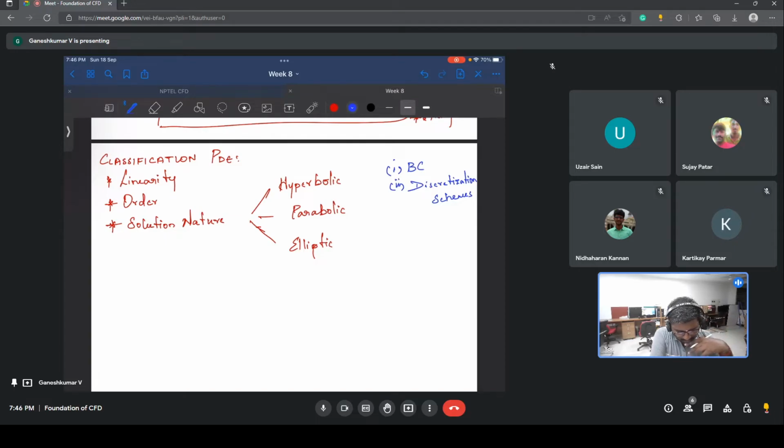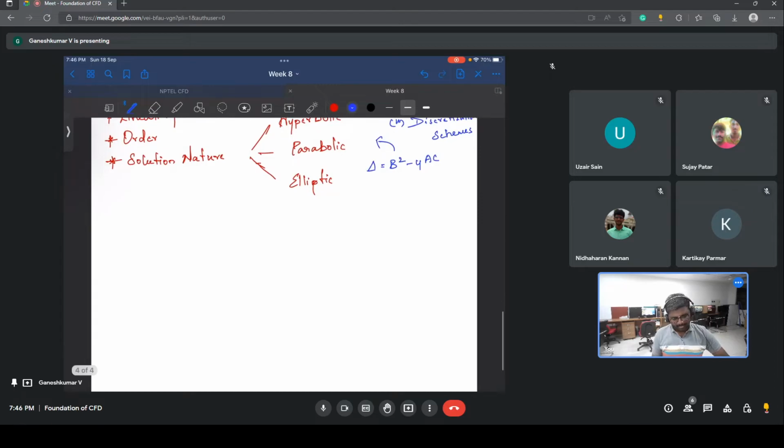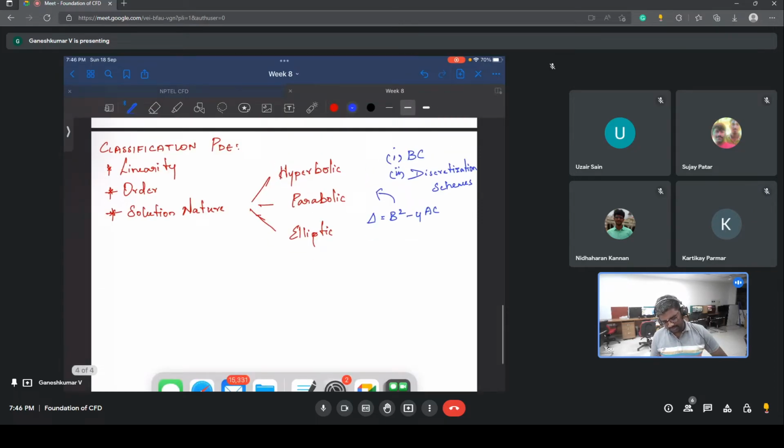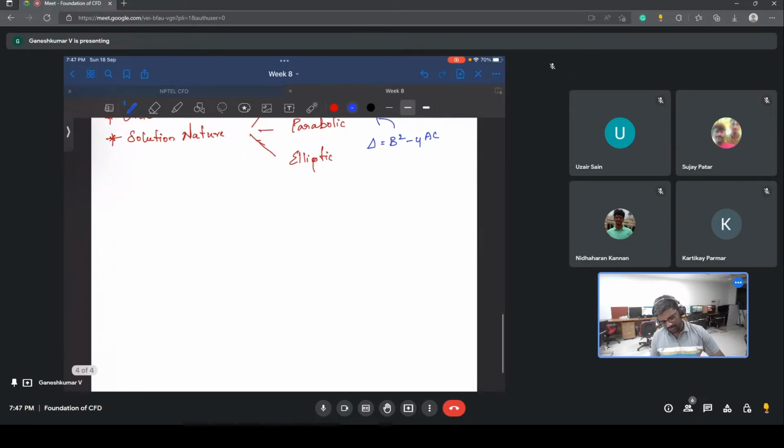That part will be given by this. Basically, you will find the discriminant, b square minus 4ac, and based on that you will classify it. And you all know the examples: hyperbolic is the wave equation, parabolic is 1D conduction, and elliptic would be the Laplace or Poisson equation. Then what is the next thing we did after this?